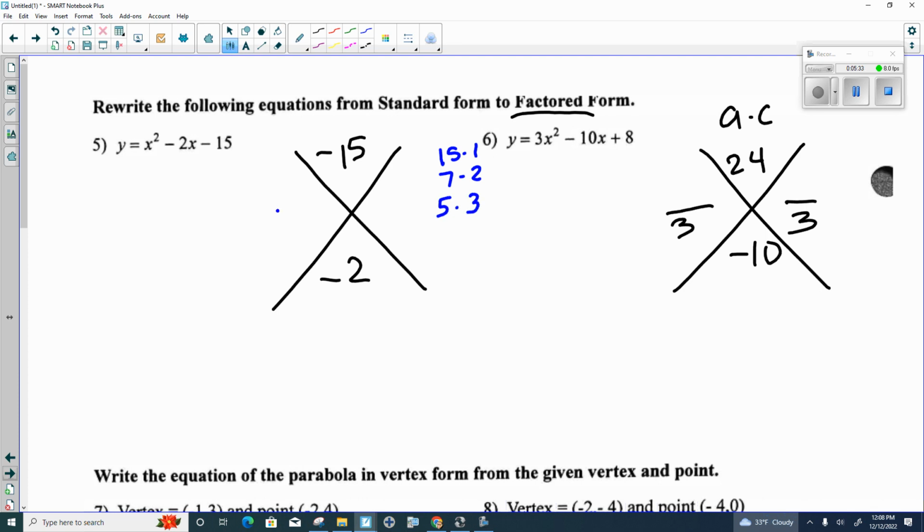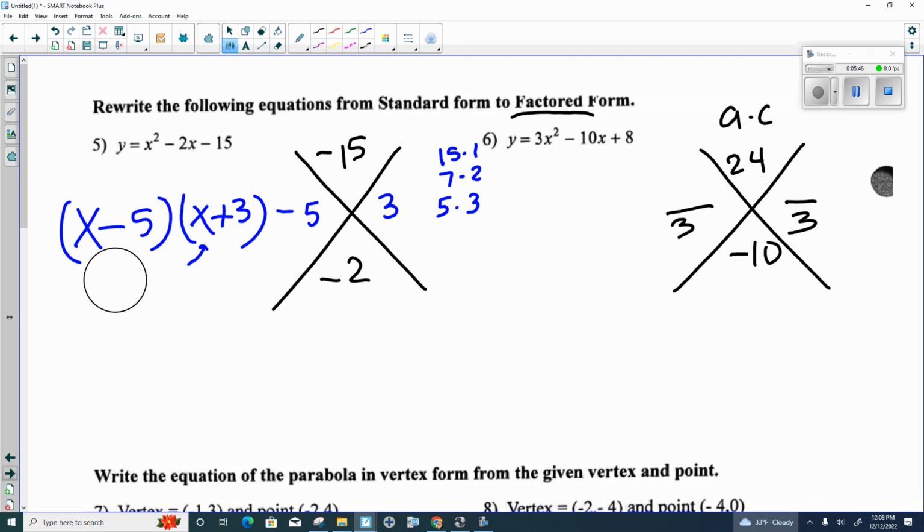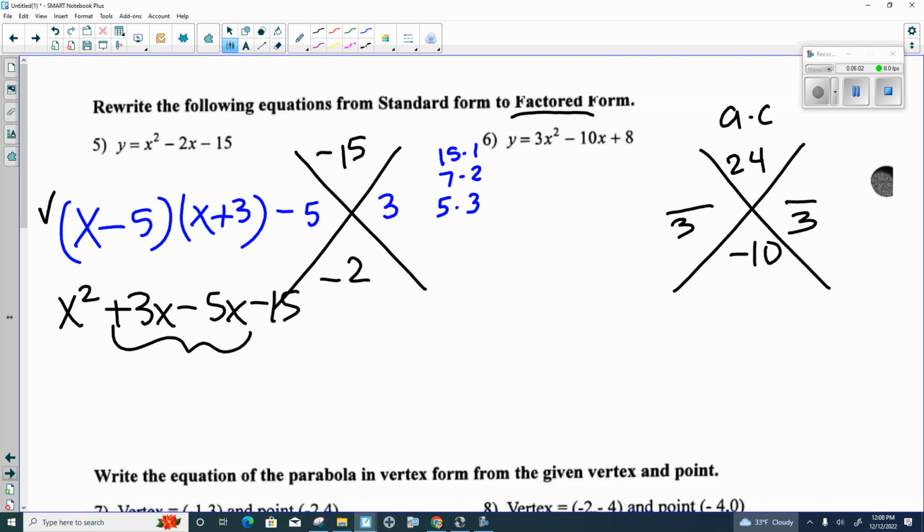So I think I found it. Negative 5, positive 3. So if you're not sure if you did it right, like some people have these signs wrong. They have them the opposite for some reason. So if you want to double check your answer, you just FOIL this out. So first, outside, inside, last. And then when you combine your like terms, that's where that negative 2x comes from. So yes, this is my final answer.